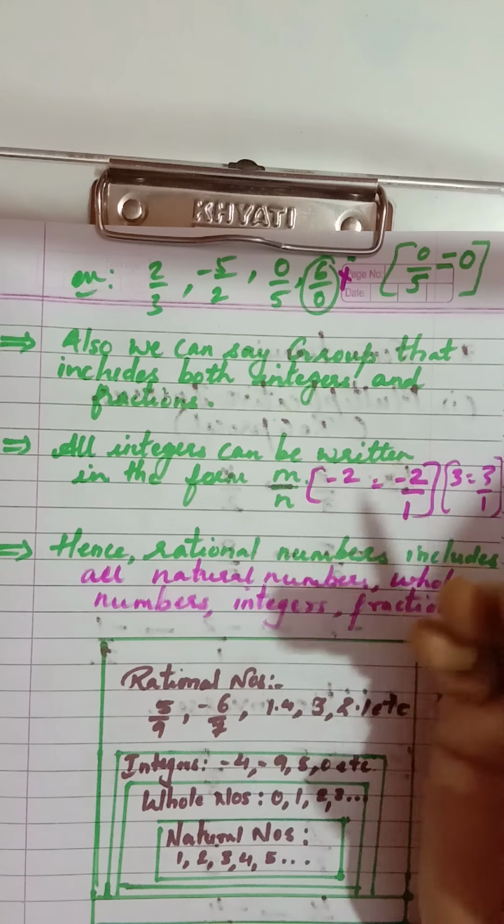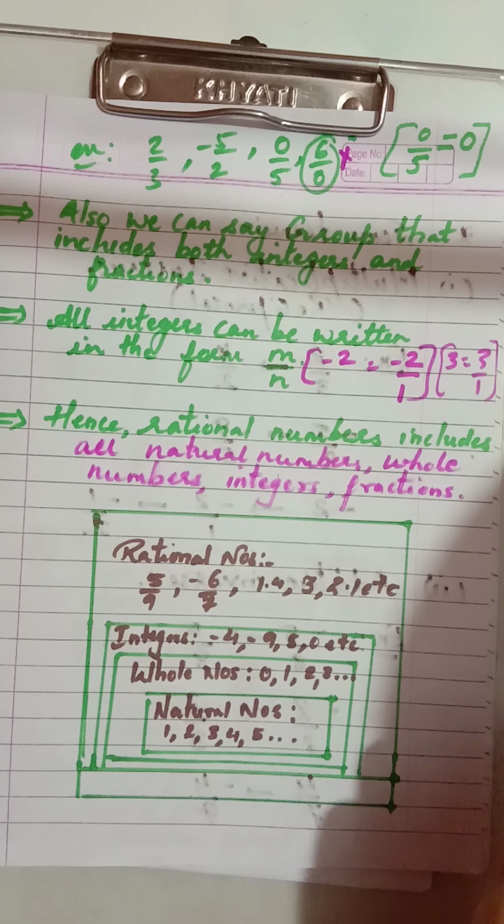Hence a rational number includes all natural numbers, whole numbers, integers, and fractions. So we can say that rational numbers are a big set of numbers, which includes all the natural numbers, whole numbers, integers, everything, as I have shown with the figure. You can see natural numbers, bigger than that the whole numbers, bigger than that the integers, and the biggest one is the rational numbers, which includes all these three groups. Clear, children? So these are all the definitions about the rational number.